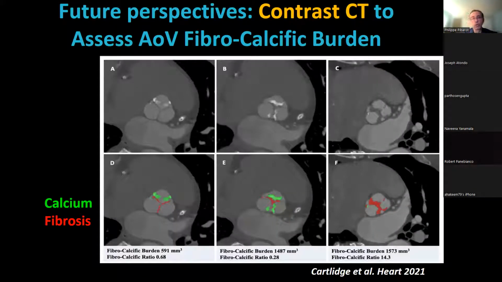There is a new imaging perspective that will probably allow us to overcome this limitation, which is to use a contrast CT instead of a non-contrast. And using some standardization method and normalization with the blood pool, we are now able to measure the volume not only of calcium, as shown in green on these images, but also the volume of non-calcified tissues, of fibrosis, amyloid, etc., which is shown in red in this image.